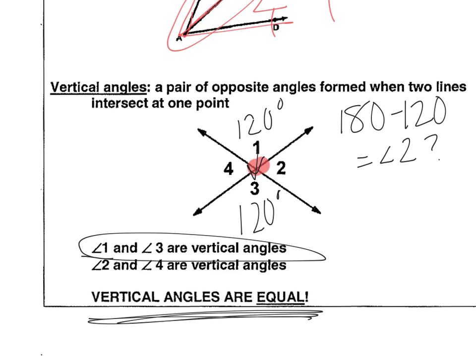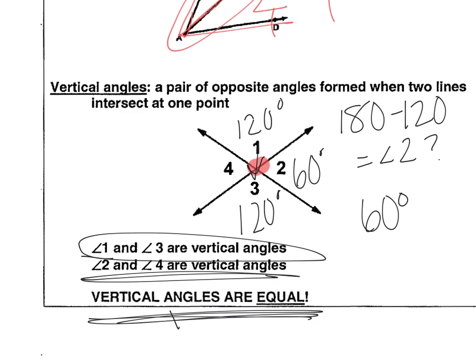What do you think that would be? Well, 180 minus 120, that's actually going to give us 60 degrees. So angle 2 is going to be 60, and like I said, 2 and 4 are vertical angles, which means that they are indeed going to be equal. So we can go ahead and determine that angle 4 is also 60 degrees.